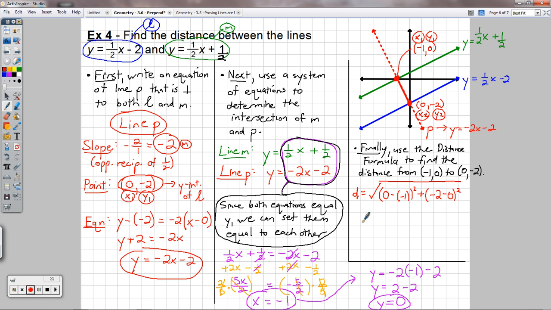And from there, looks like we've got 0 plus 1, which is 1. And we've got negative 2 minus 0, which is negative 2. We're almost there. Looks like 1 squared is 1, negative 2 squared is 4. Add them together, you get 5. So this is the square root of 5.